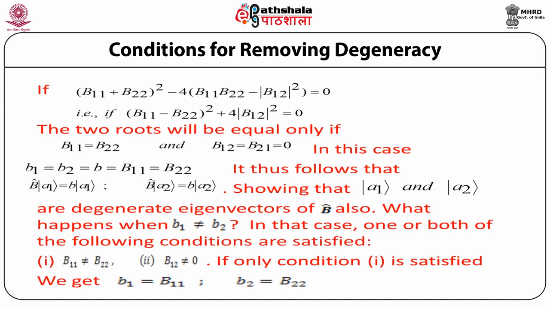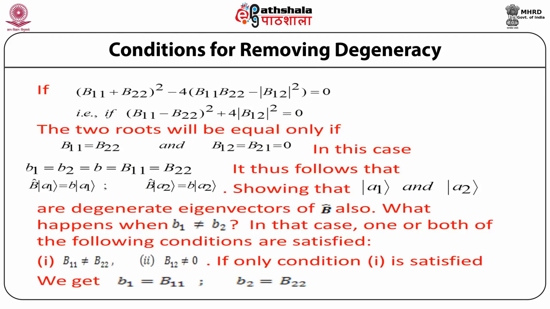It thus follows from the above discussion that operator B acting on ket vector A1 is equal to B times ket vector A1, and operator B acting on ket vector A2 is equal to B times ket vector A2, where B is the eigenvalue corresponding to the operator B. Now, this shows that ket vector A1 and ket vector A2 are degenerate eigenvectors of the operator B also. So what will happen when B1 is not equal to B2?